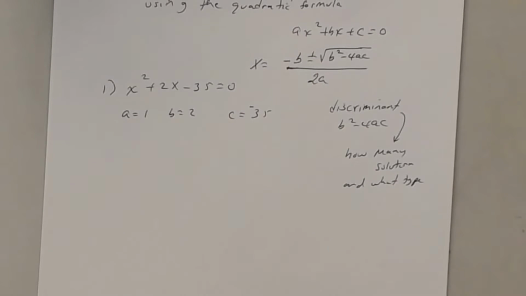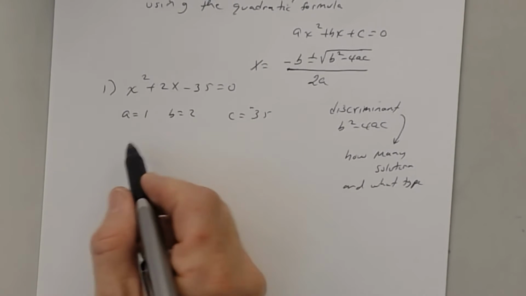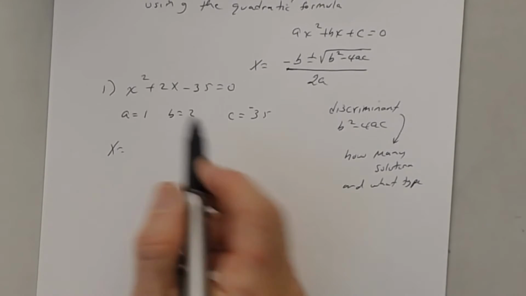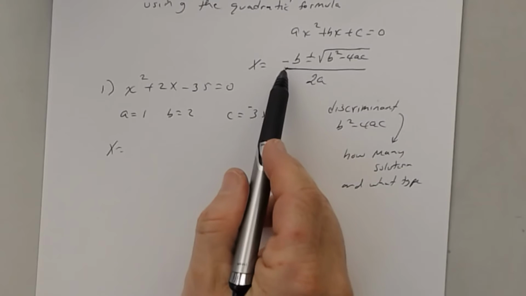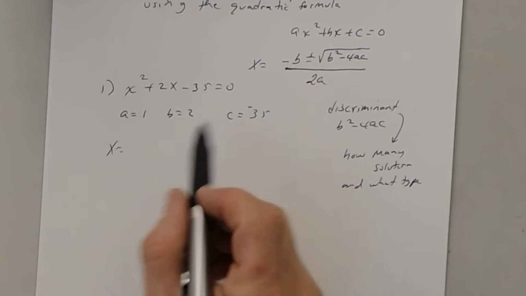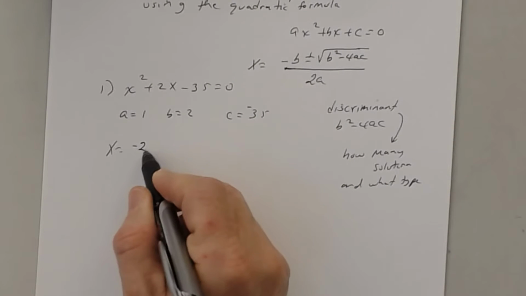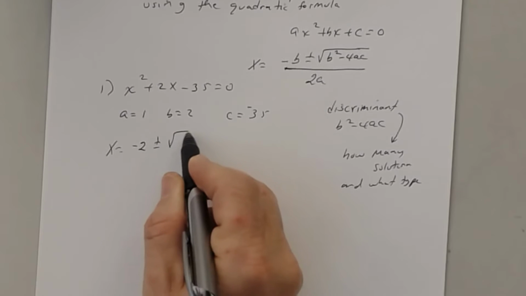All right, so let's go ahead and use a formula. My solutions are going to be x equals, first of all, what's b in this case? 2. So this says the opposite of 2. So what's the opposite of 2? Negative 2. Plus or minus the square root of.